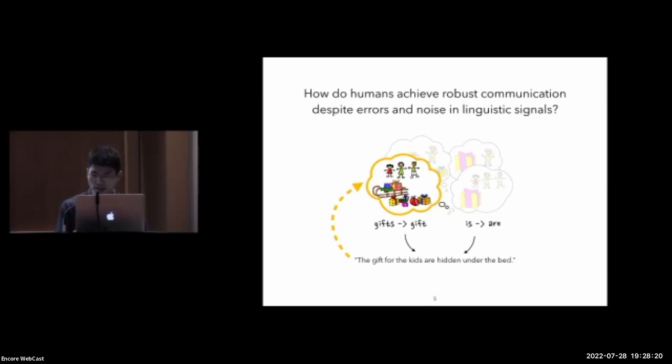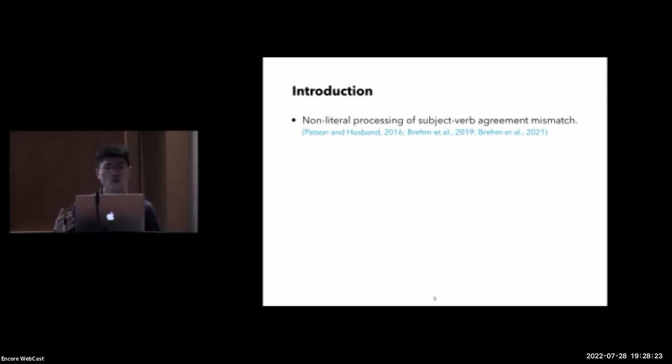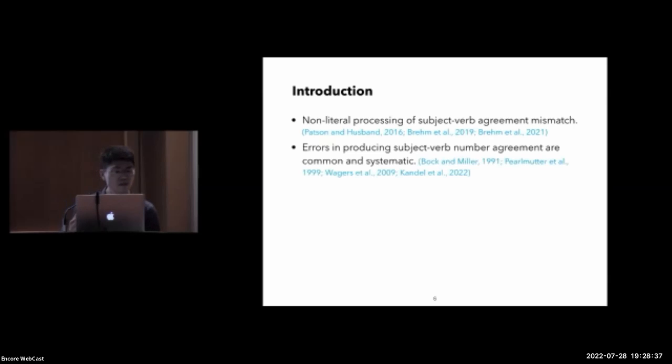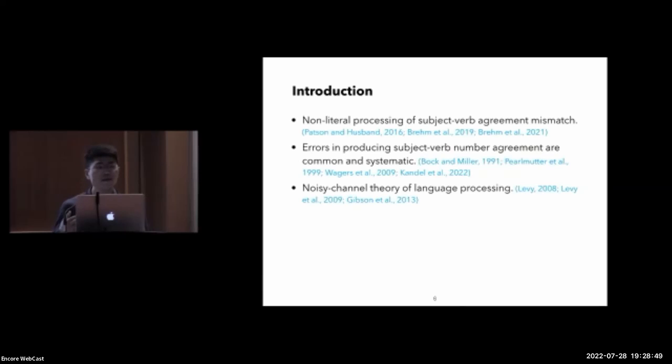And this is a particularly interesting case because, first of all, there has been empirical documentation that people engage in non-literal processing of subject-verb agreement in visually presented and audibly presented stimuli. And second, people in the linguistic literature have been studying errors in producing subject-verb agreement a lot, and they reveal common and systematic patterns. And third, noisy channel theory of language processing gives us a way to specify the rational and optimal way of managing the processing uncertainty in linguistic input.